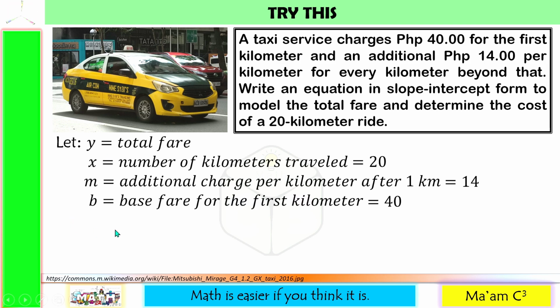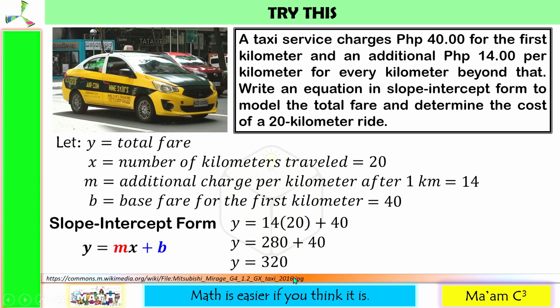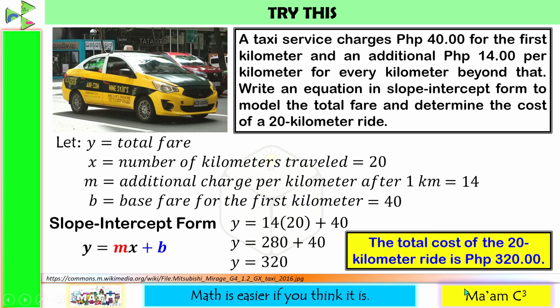Let us recall the formula of slope-intercept form. That would be y is equal to mx plus b. Let us substitute our values here. Our m is 14, our x is 20, and our b is 40. 14 times 20 is 280, and 280 plus 40 is 320. So it means the total cost of a 20-kilometer ride is 320 pesos.